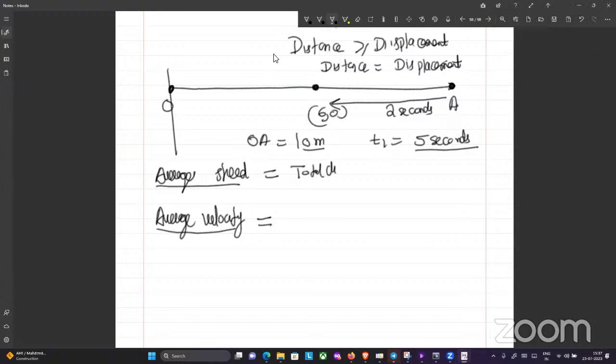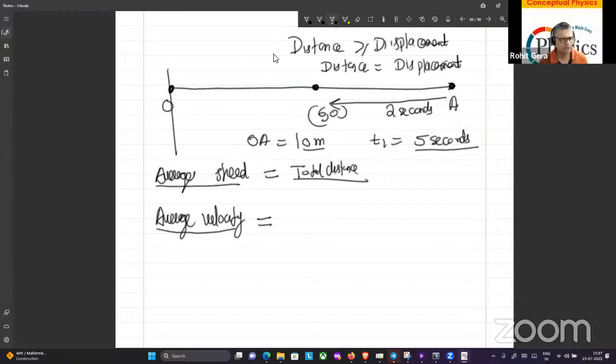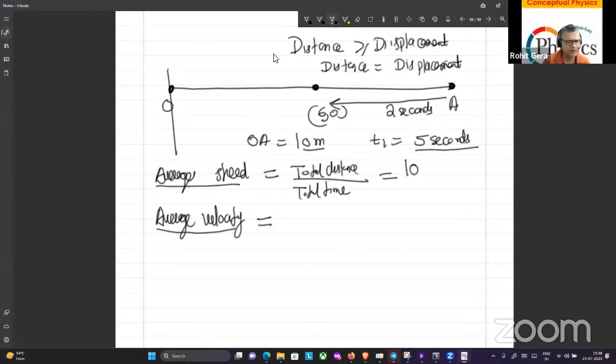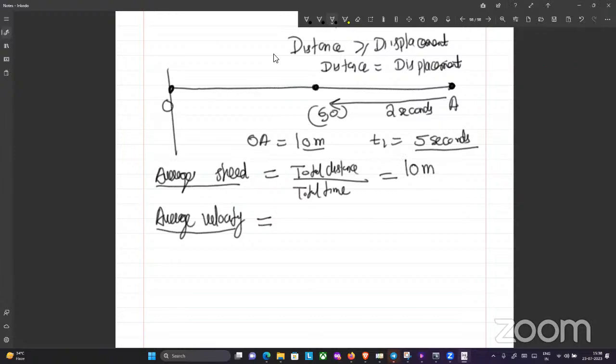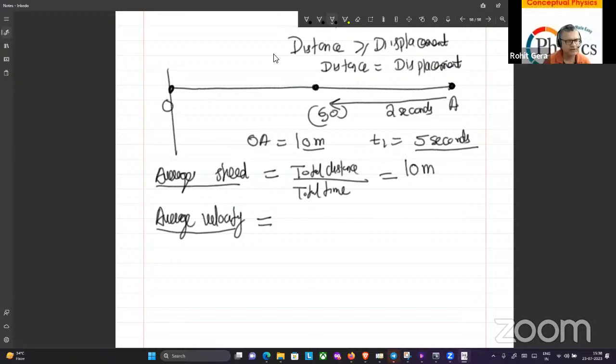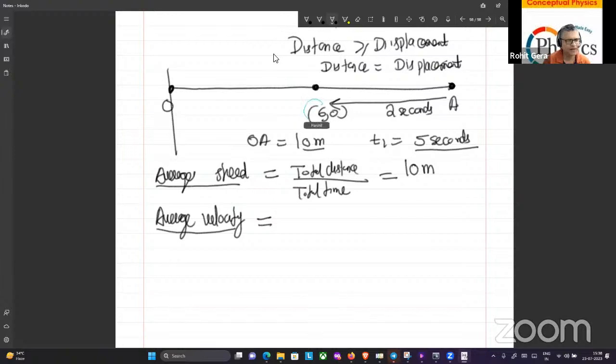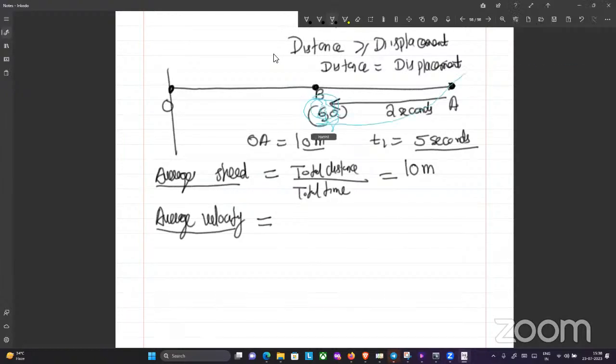Total distance by total time. Total time, no big deal. What is the total distance you have covered? First you went to A. How much distance did you cover? It's 10. So you reached back this point. This is not 5, this is 6, comma 0.